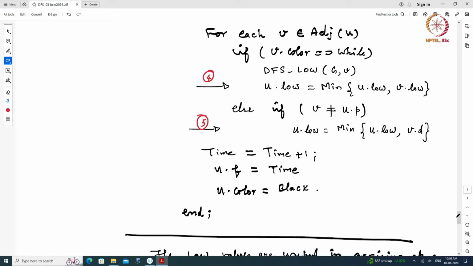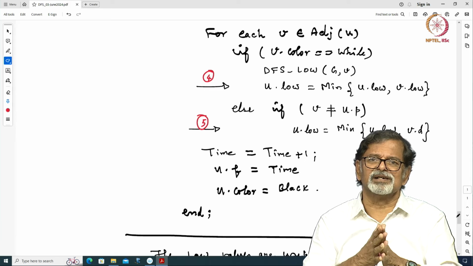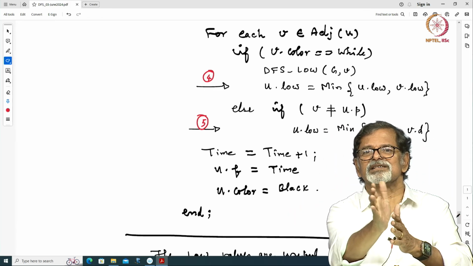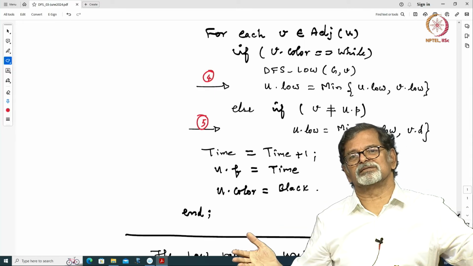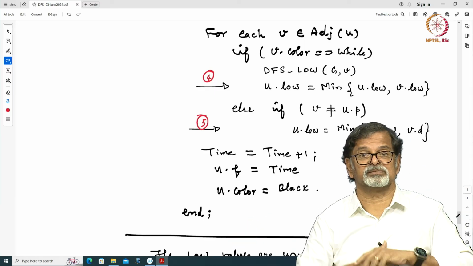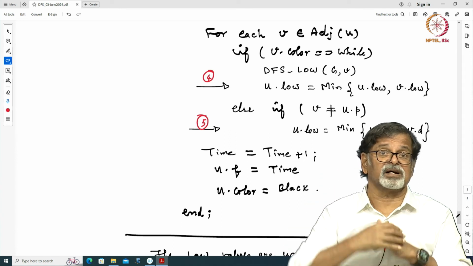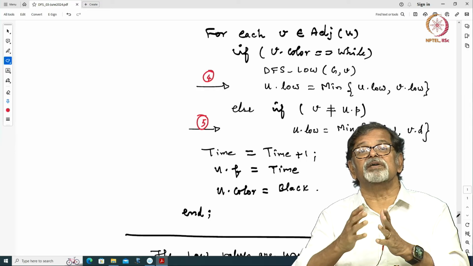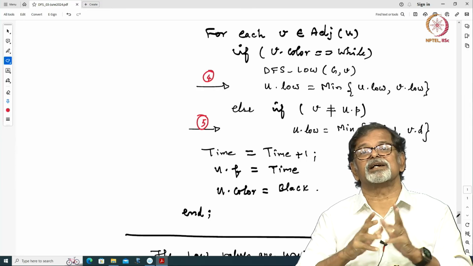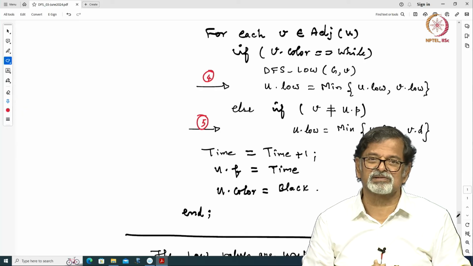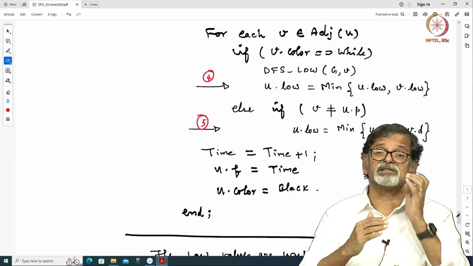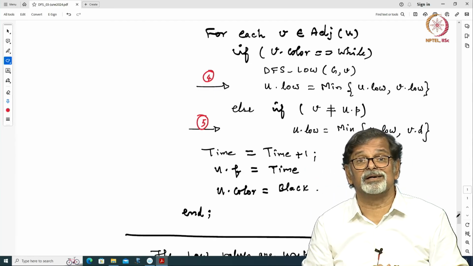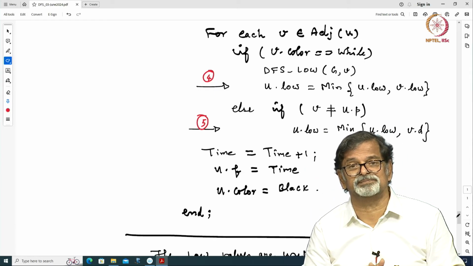See how elegantly, during DFS, in the skeleton of DFS, by adding certain steps, you are getting a solution for a problem. We have not yet solved the cut vertex problem. We have solved a problem of generating a very useful piece of information, and that is called the low of a vertex. The low of a vertex is useful in coming up with a new characterization of a cut vertex.